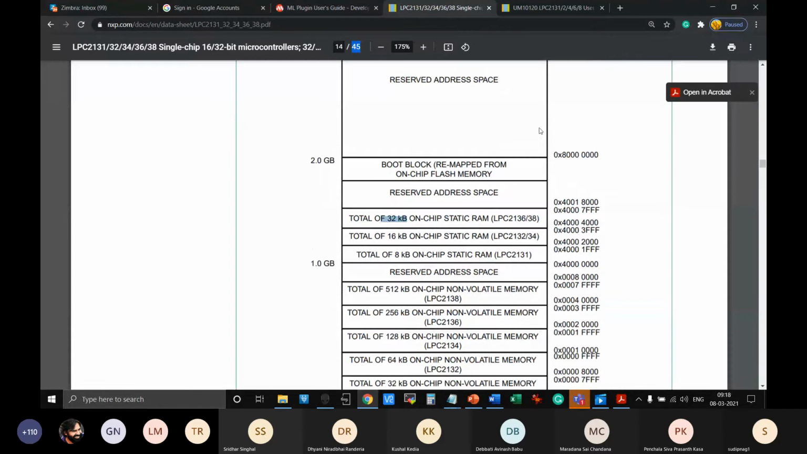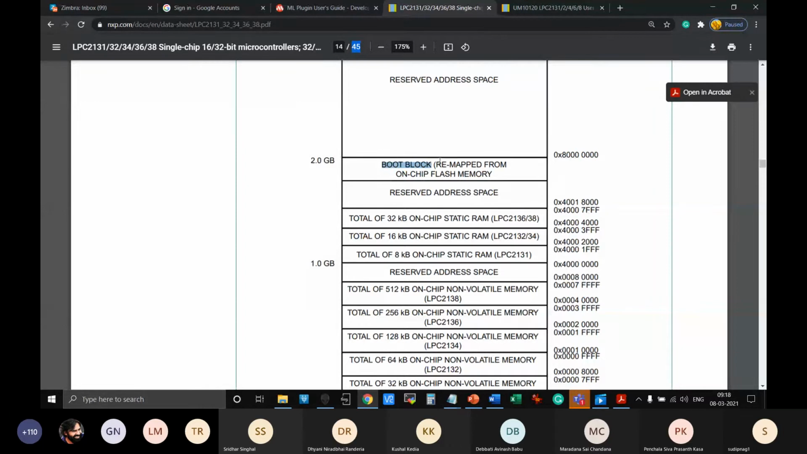Another important thing is this boot block for on-chip, remapped from on-chip flash memory. This is basically a type of flash memory. It is also a non-volatile memory, but it has a certain pre-programmed little portion of code which is already in the microcontroller. That means when you purchase this microcontroller, a part of the code is already there in the boot block, and you cannot change it, or rather it is not preferred to change it. Even if it is flash, it will be allowed to change, but it is not recommended, unless you really need to upgrade this boot program.